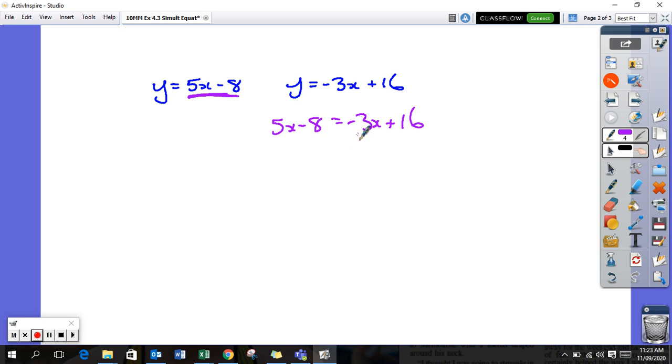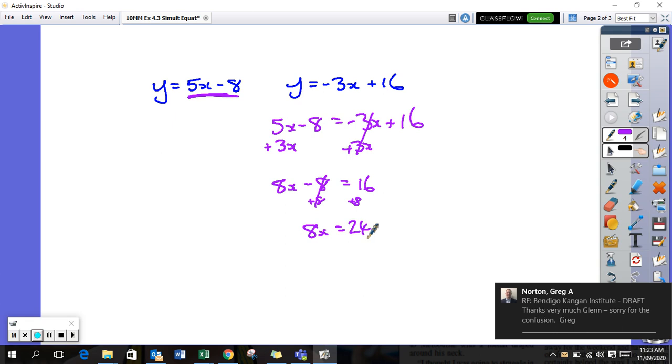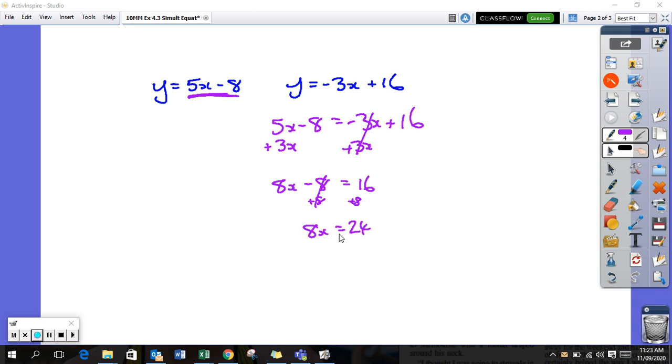So here I'm going to get rid of the minus 3x because I don't like minuses. It doesn't matter. You could get rid of the 5x if you want, but I'm going to get rid of the minus 3x by going the opposite, which is plus 3x. And I have to do the same to the other side. So I end up with 8x minus 8 equals 16. And plus the 8, same to the other side, 8x equals 24. Then I divide by 8 to cancel them out, same to the other side, and I get x equals 3.